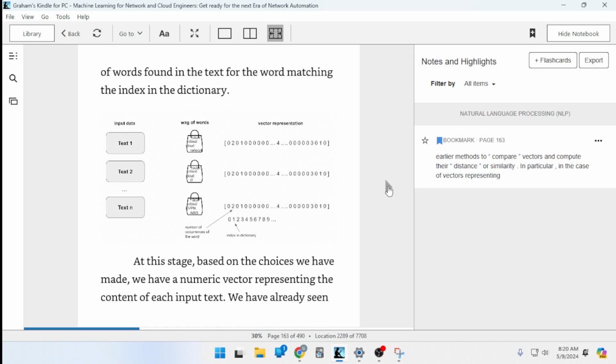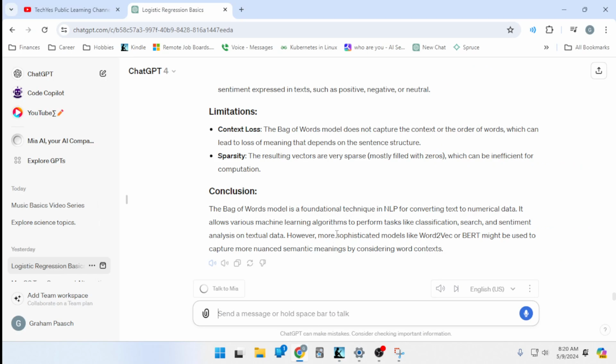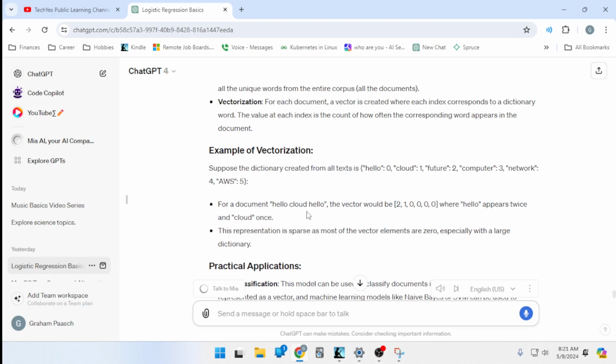Example of vectorization. Suppose the dictionary created from all text is hello, 0, cloud, 1, future, 2, computer, 3, network, 4, AI, 5, for a document, hello cloud hello. The vector would be 2, 1, 0, 0, 0, 0, where hello appears twice and cloud once. This representation is sparse as most of the vector elements are 0, especially with a large dictionary.